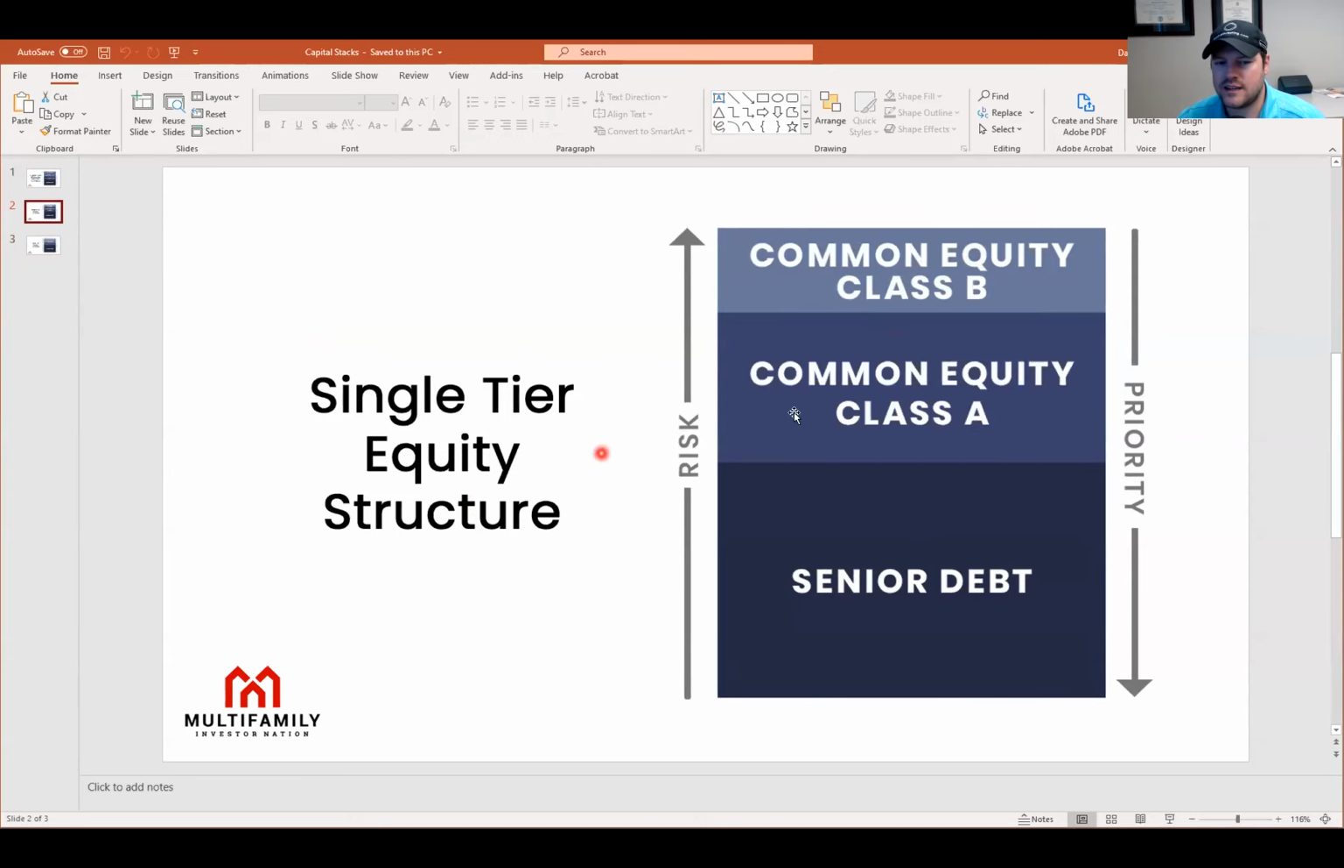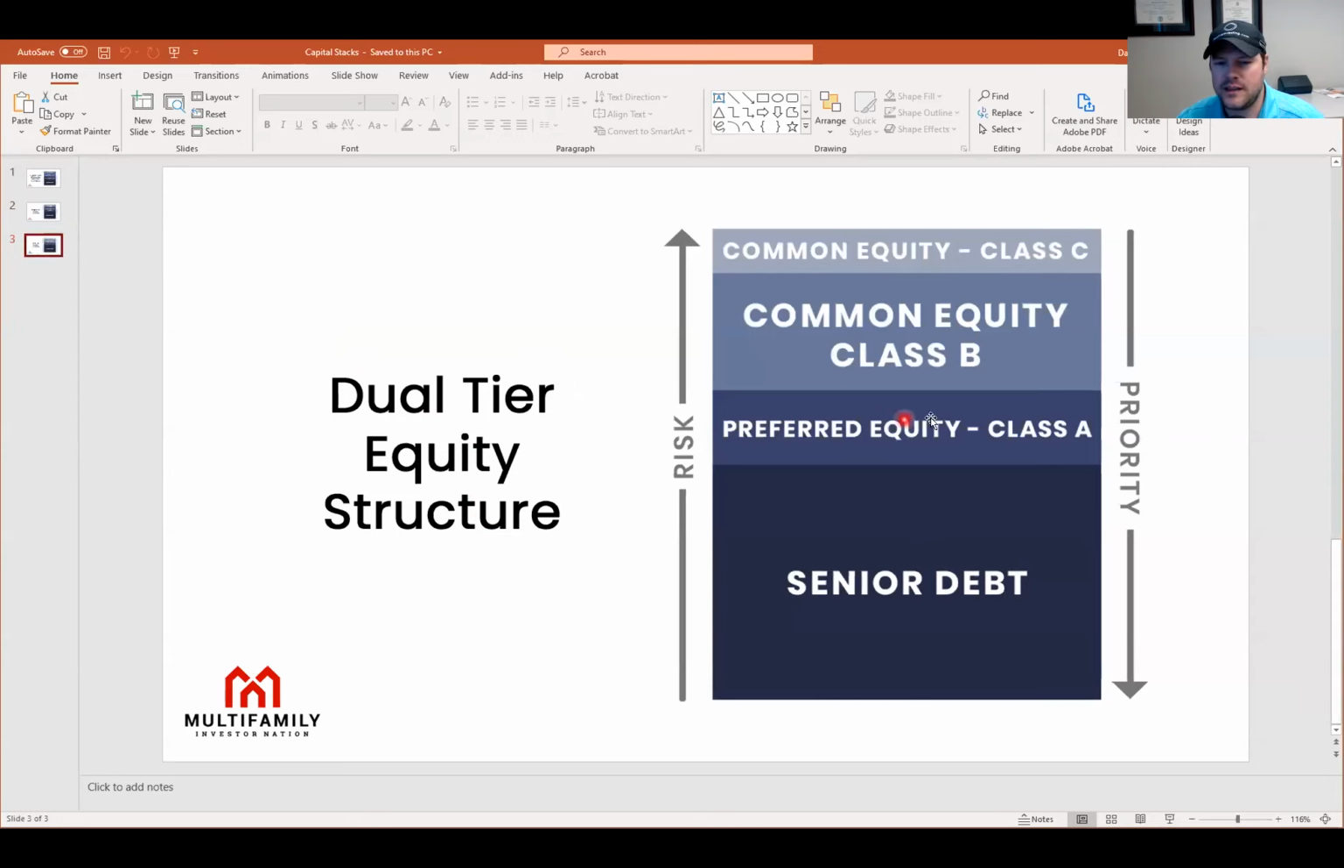And so these single tiers are going to be in this common equity class A. The dual tier is going to be where your investors will either be in this preferred equity position in class A or common equity in class B, right? Then of course, as the operator, you will have this other sliver up here, which is class C, which is still in a common equity position, but it'll be at the top of the capital stack. So it'll have the highest risk and the lowest priority. And so your investors will either choose to be in class A or class B.